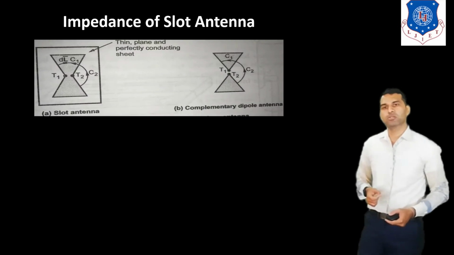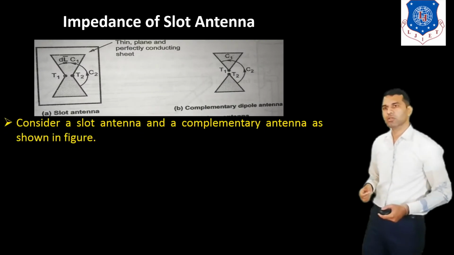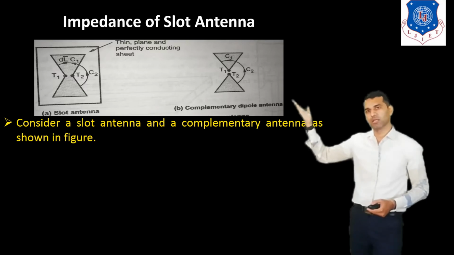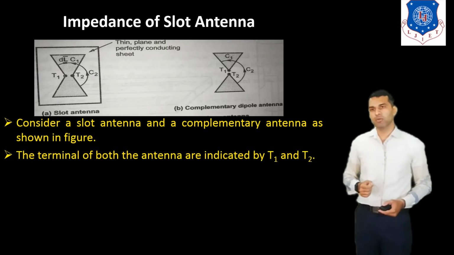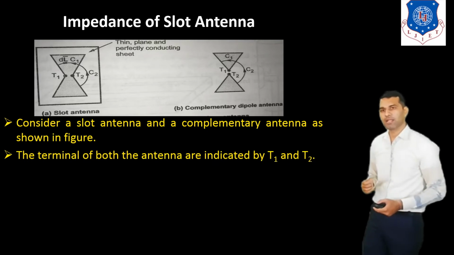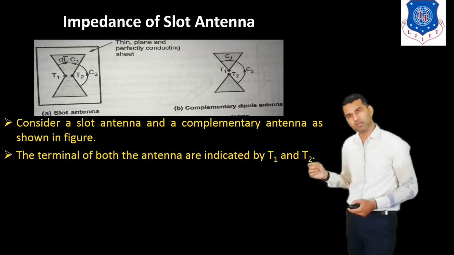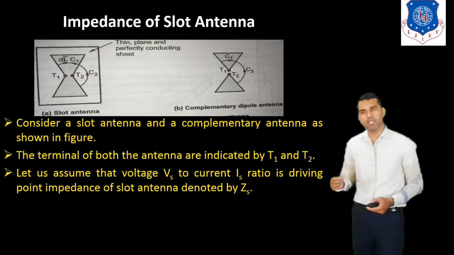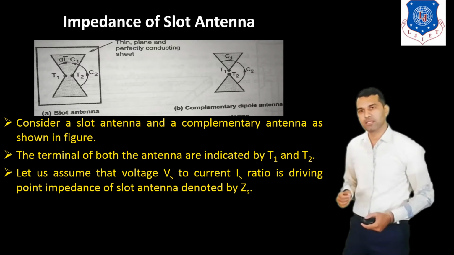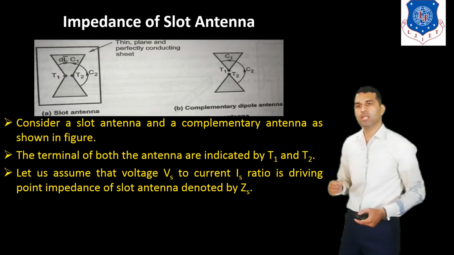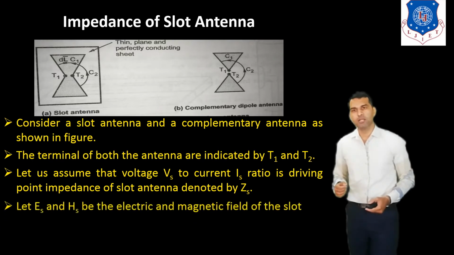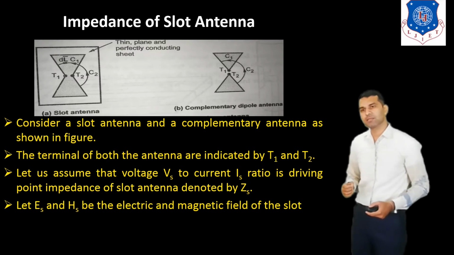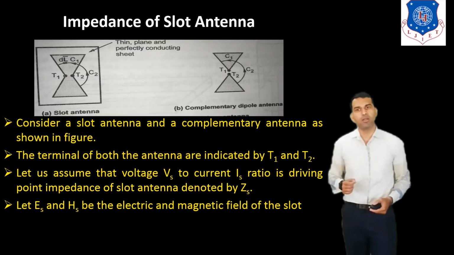Now the impedance of the slot antenna. Consider a slot antenna and its complementary antenna as shown in this figure. The terminals of both antennas are indicated by T1 and T2. Let us assume that the ratio of voltage Vs to current Is is the driving point impedance of the slot antenna, denoted by Zs. Let Es and Hs be the electric and magnetic fields of the slot.